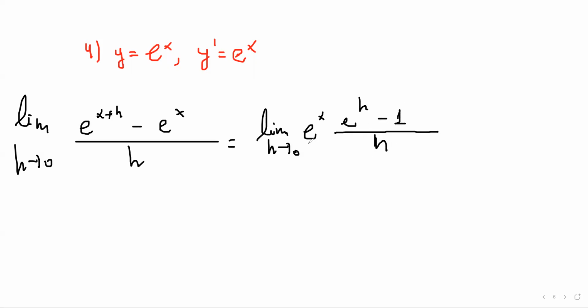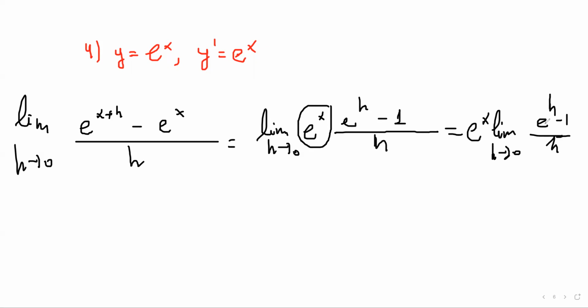This is the factor which does not concern h, so we can factor it out. E to the power x times limit h tends to 0 of (e to the power h minus 1) divided by h. So obviously here we can see that we have a limit of a function which we have to find separately. Let's find this limit separately here. So I'm going to write: limit h tends to 0, e to the power h minus 1 divided by h.